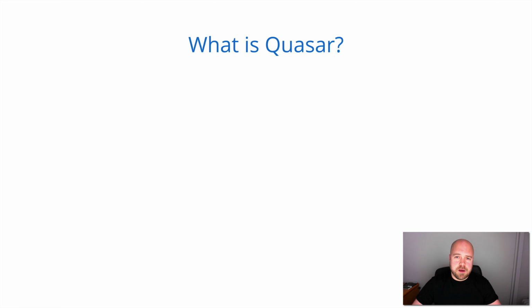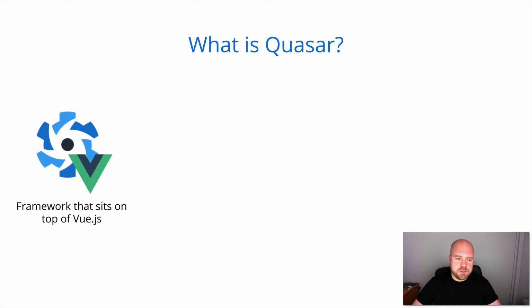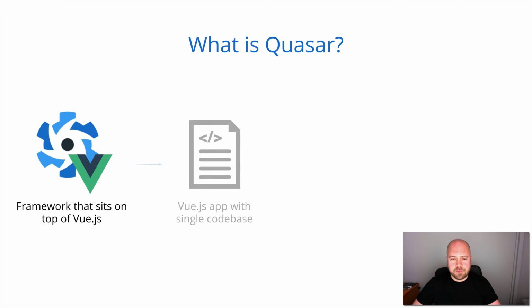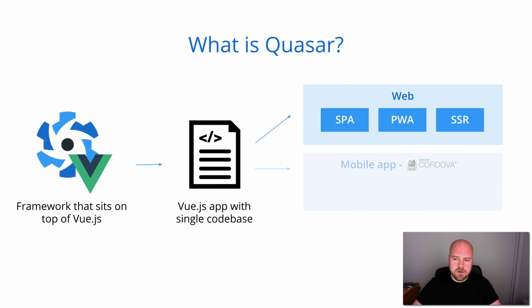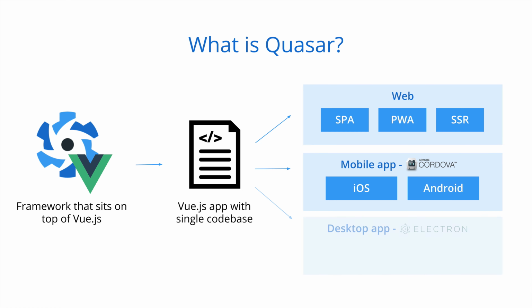So what is Quasar? Well, it's a framework that sits on top of Vue.js. It allows you to create a Vue.js app with a single code base and deploy it to the web, as a single-page application, a progressive web app, or a server-side rendering app, to a mobile app using Cordova, both iOS and Android, and to a desktop app using Electron for Mac, Windows, and Linux.